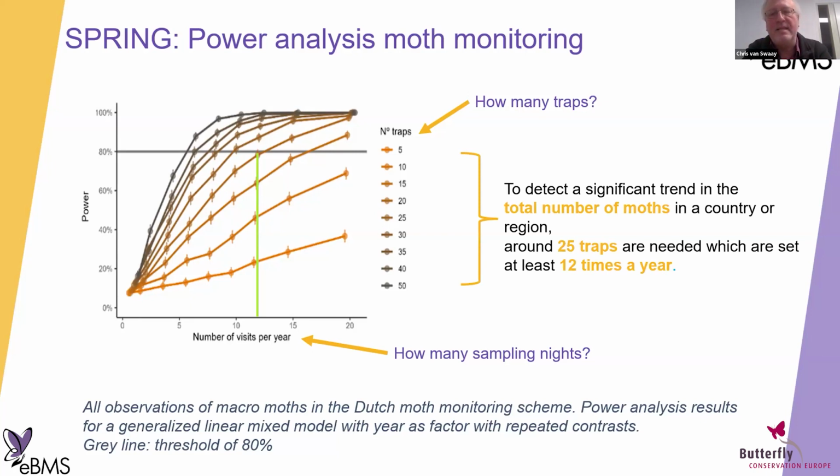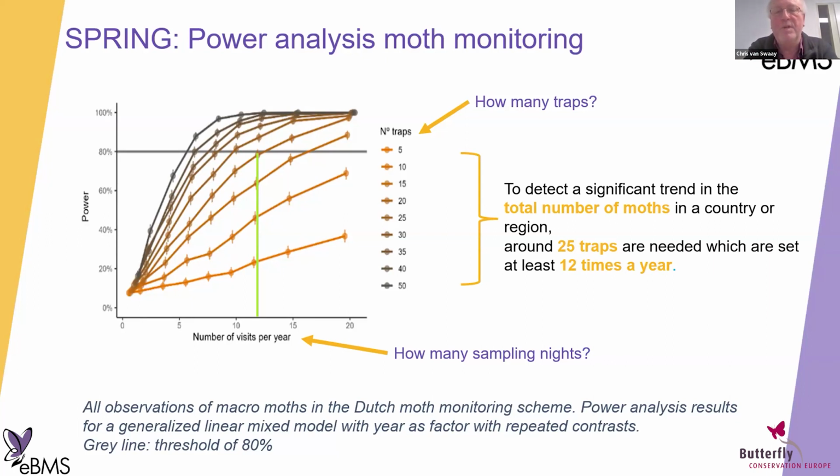And how many is needed to detect a significant trend in the total number of moths. In this case, for example, the green line shows you that if you would do 12 visits per year, so that means roughly every 2 weeks in the season, you need about 25 traps in a country like the Netherlands to detect a significant trend.